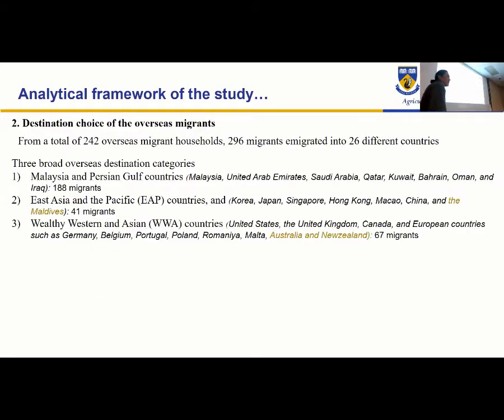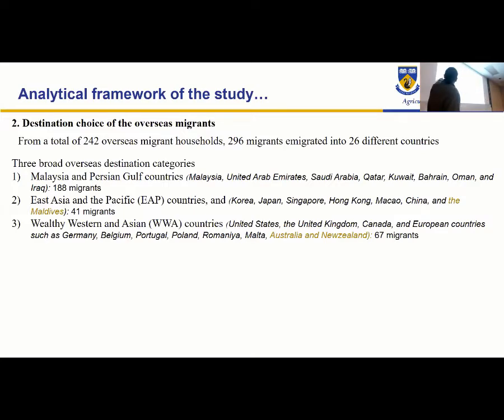And the next one is the destination choice of the overseas migrants. So out of 242 overseas migrant households, we identified 296 migrants emigrating to 26 different countries. Out of those 26 countries, we categorized them into 3 broad overseas destinations, and those include Malaysia and the Gulf countries. The next one is East Asia and the Pacific, and the third one is wealthy Western and Asian countries. Although Malaysia lies in East Asia and the Pacific, Malaysia and the Gulf countries are the major destination for Nepalese migrants. So we have clubbed Malaysia and the Gulf together.